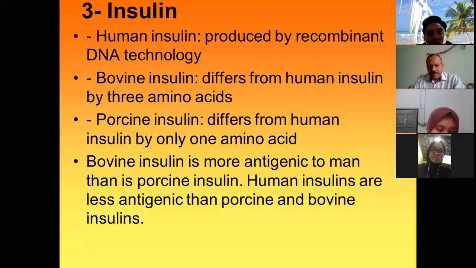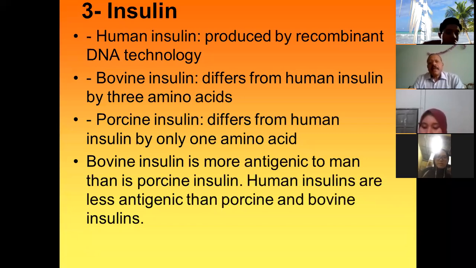Management of diabetes includes a diet for all patients, oral hypoglycemics, and insulin. Today, we will speak about insulin: sources, types, indications, side effects, and so on.